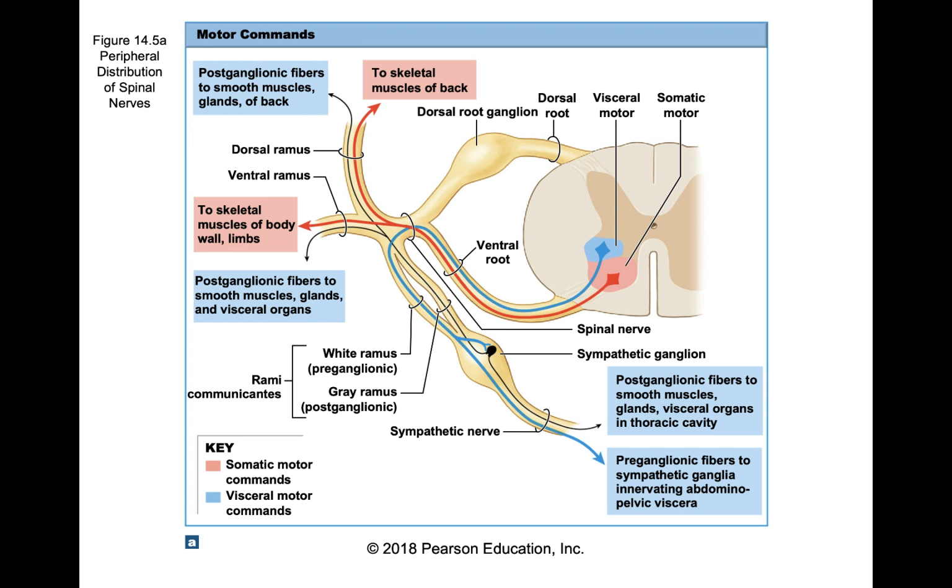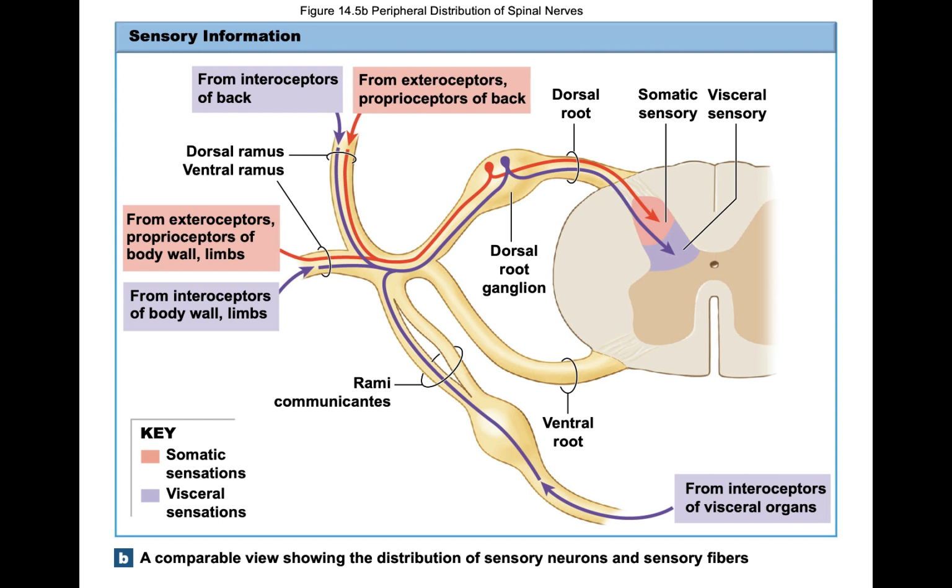So we're going to talk a lot more about it when we get to the autonomic nervous system chapter. The reason there's white ramus and gray ramus: the white ramus is going to be myelinated, which gives it that white appearance, and the cell body is going to be here, so this is called gray ramus. This is showing you the information coming in. Actually, if you were to look at it, the information has to come in first, and then the commands are going to go out.